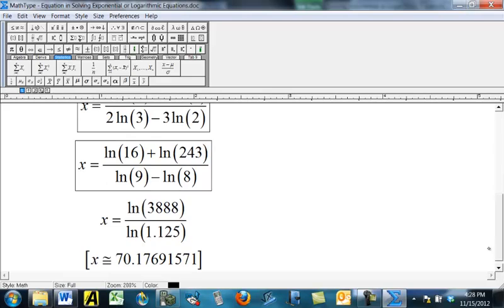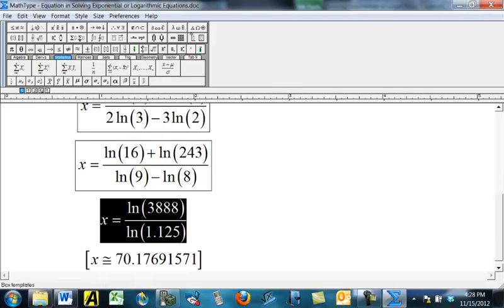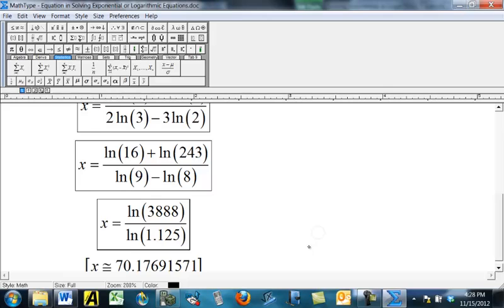Or we could put this together. Another way we could write it is right here. So any one of these in boxes could be your final answer. If you type these in your calculator, they all turn out to be the same thing. We'll check that in a minute. So we got this by log of a plus log of b is log of a times b. So the 16 times 243 is 3,888. And here when you have a subtraction of two logs, it's a log of the quotient. So it's log of 9/8.